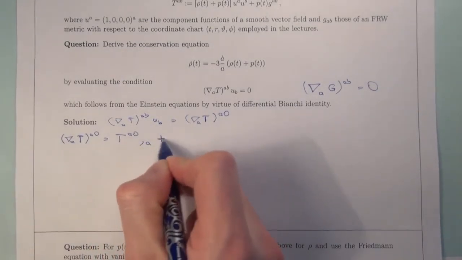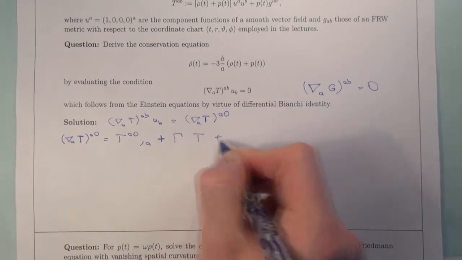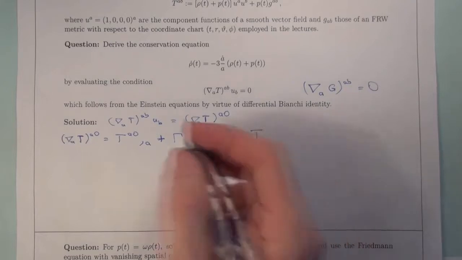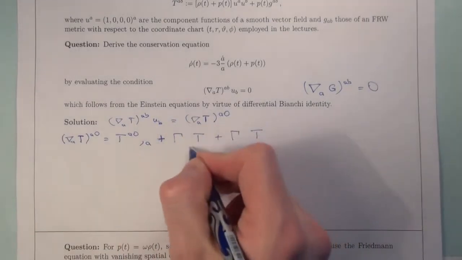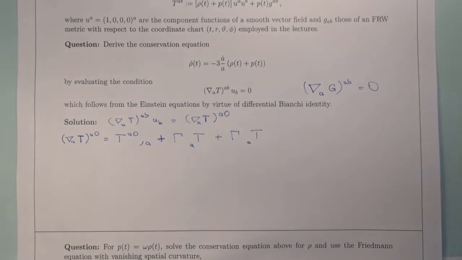Now indices are up, therefore plus. Now we have gamma, here's some T, and for the other index as well, gamma and the T. Now we need to distribute the indices. So we derive by A, therefore the A goes in both cases here.